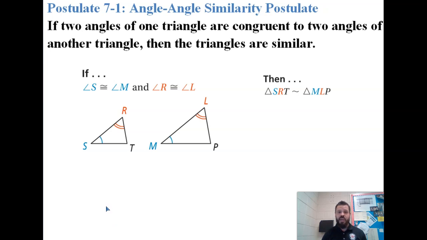It says that if two angles of one triangle are congruent to two angles of another triangle, then the triangles are similar. We can say angle-angle, only two angles, because we know by the third angle theorem that if two angles in one triangle are congruent to two angles in another, the third angles have to be congruent as well. So what this is saying is that if we know two angles are congruent, we know those triangles are similar. They have the same shape, just with different sizes.